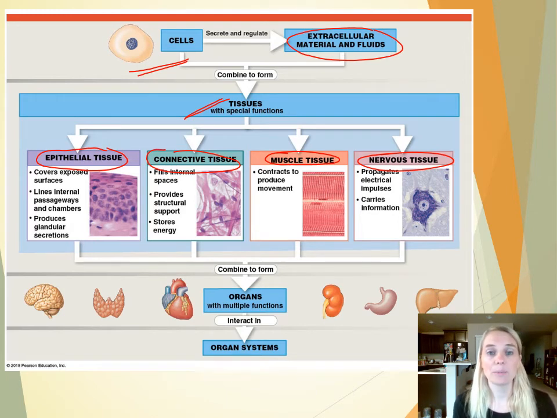And then lastly, there are some forms of epithelial tissues that are modified to form glands. So endocrine glands and exocrine glands, we'll be talking about that in the epithelial video.